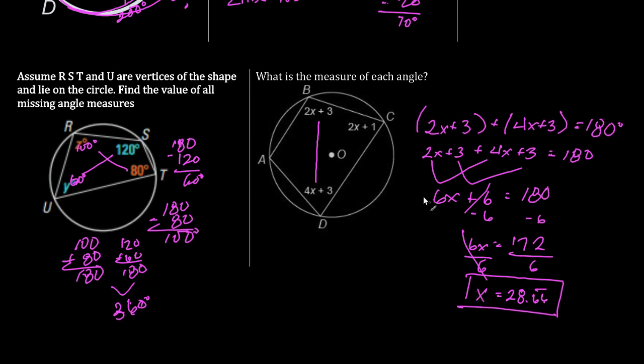Alright, so if it asks you for this angle right here, then you just substitute that in for x. If it asks for that angle, substitute that in for x. If it asks for that angle, you substitute it in for x. If you want to know this angle, you would just take 360 and you would take away that angle, and that angle.